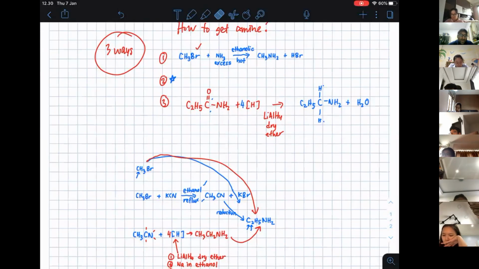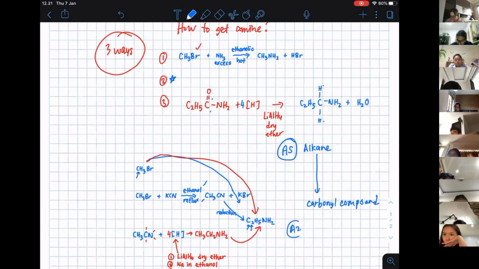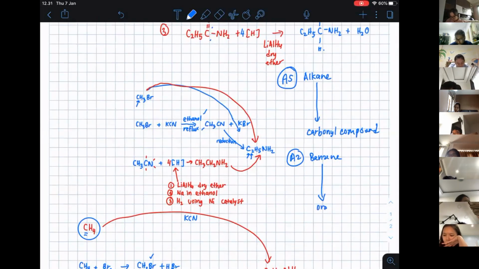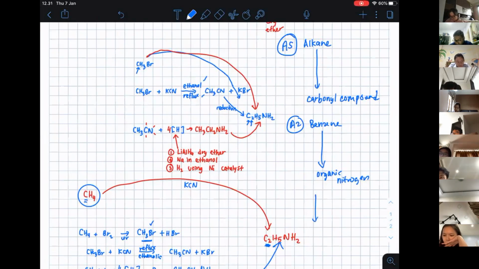Get ready with all the organic parts, so that we can start with our questions, because questions are involving all the reactions. So do go and revise your AS, starting from your alkane all the way to, I think, the end of the AS, which is carbonyl compound. After that, you do your A2 revision, starting from benzene all the way to this chapter, which is organic nitrogen compound. Because after this, we will continue with chemical analysis and chemical synthesis also. So when we learn this, all these things will be assessed together. So you need to know all this knowledge.